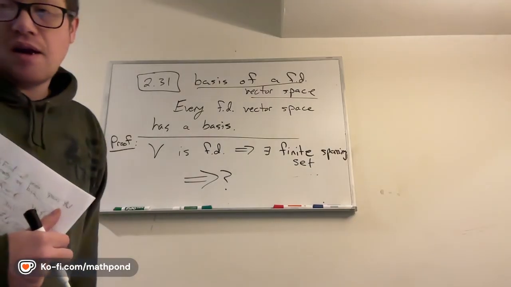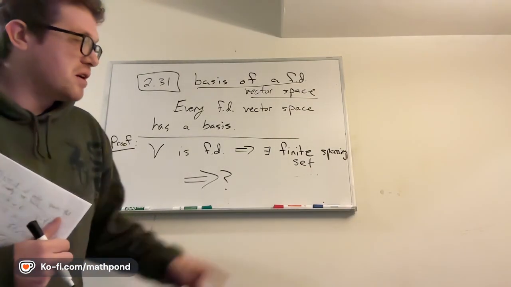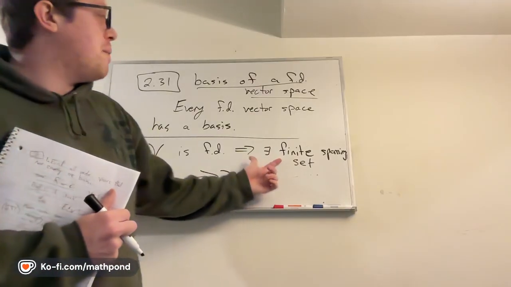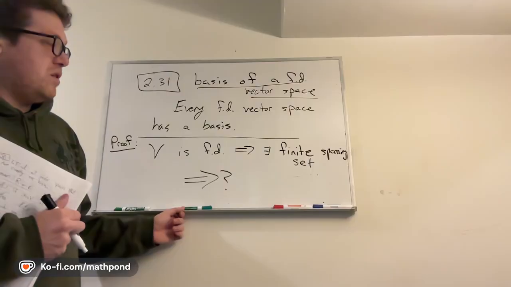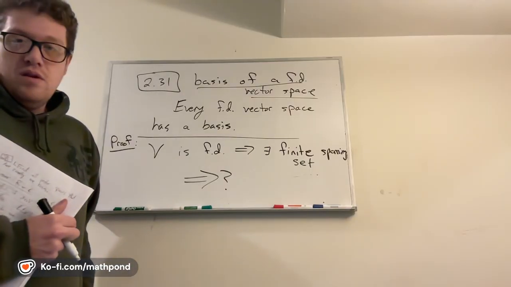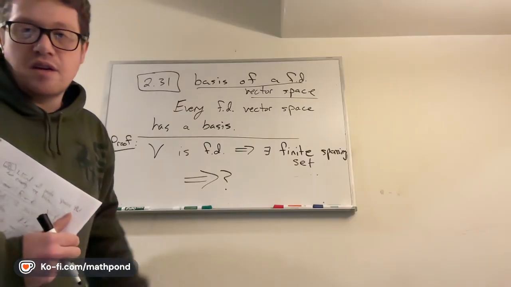Well, you don't have to know the answer. Let's just throw out some ideas. So we know there exists some finite spanning set. How might I show that there is a basis from that? We don't know that the spanning set is a basis, right? Because we don't know that it's linearly independent.